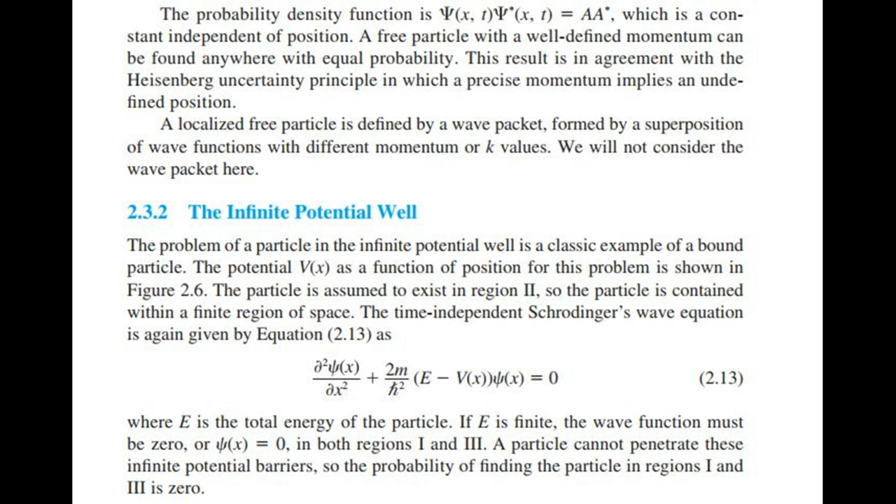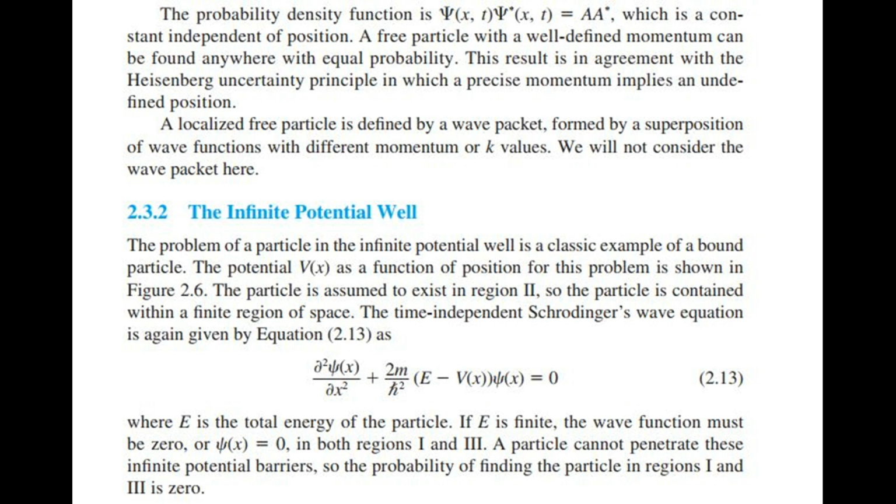The potential V(x) as a function of position for this problem is shown in figure 2.6. The particle is assumed to exist in region 2, so the particle is contained within a finite region of space. The time-independent Schrödinger's wave equation is again given by equation 2.13, where E is the total energy of the particle. If E is finite, the wave function must be 0, or ψ(x) = 0, in both regions I and 3.